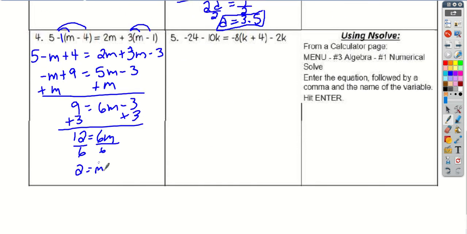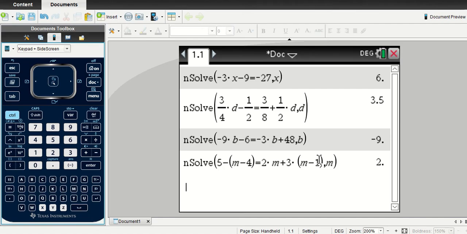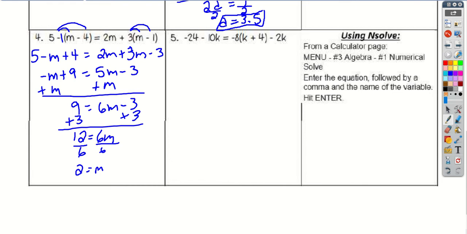Okay, you should have got an answer of 2. So once again, we're going to put the 1 in front here. So distribute the -1 through to switch the signs. So 5 minus m plus 4. And then 2m, distribute the 3 through. Combine like terms. We're going to add that m over to keep it positive. So add the 3 over to get 12, and then m equals 2. We went ahead and checked it in nsolve, and you can see we get the same thing. And we're good to go. All right, number 5, go ahead and try that one next.